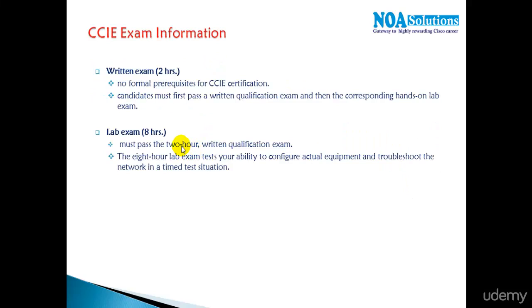So first, let us start with some information on CCIE exam information. If you want to go for CCIE, you need to pass two mandatory exams. The first one is the written exam, which is a prerequisite exam for your CCIE lab. There is no formal prerequisite for the CCIE written exam, which means it is not mandatory that you be CCNA or CCNP certified. You can directly write the CCIE written exam without any CCNA or CCNP certifications.